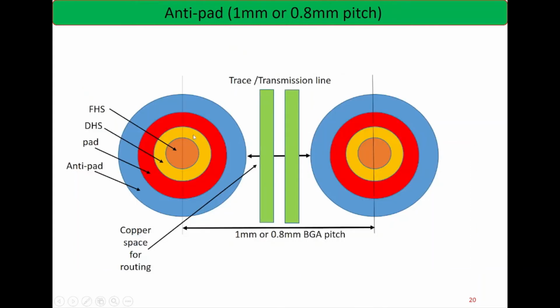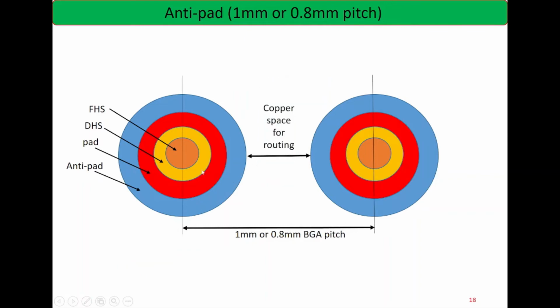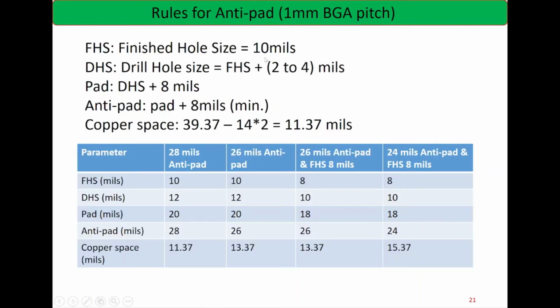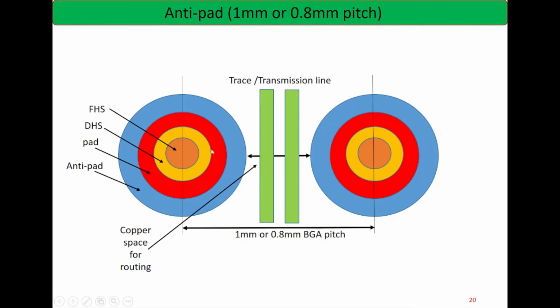I have already shown you 1 mm from here to here. But I need to find out now, because the anti-pad is taken from this part to this part already. From here to here, this dimension is 28, right? This anti-pad is a diameter, okay, not a radius. You have to consider this is a diameter, 28 mils. So the radius will be half of this, right?